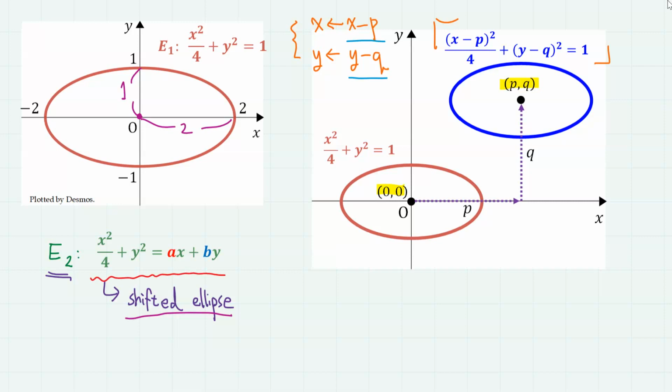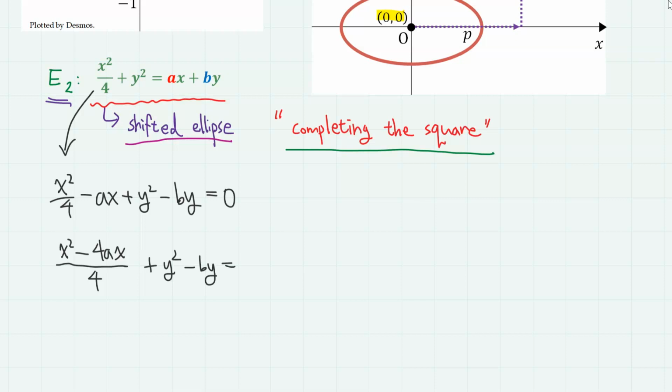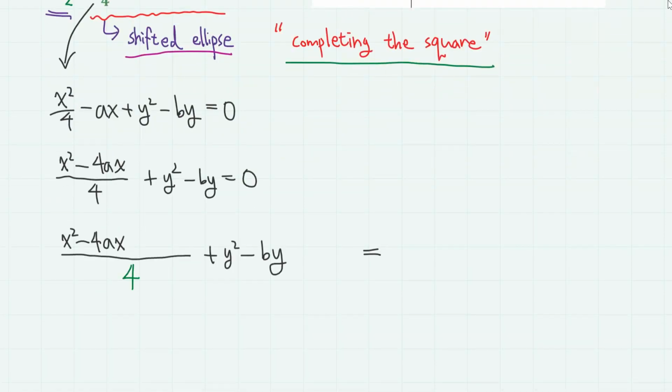So let us convert the equation of ellipse E2 into a similar form. In order to do that, we require a trick called completing the square. So this is the equation of the ellipse E2. We have x squared over 4 minus ax plus y squared minus by equals 0. Let's write it as (x squared minus 4ax) over 4 plus y squared minus by equals 0. Now, in order to complete the square, we add 2a squared here, and here we have to add (b over 2) squared. We have to add these on the right hand side as well.